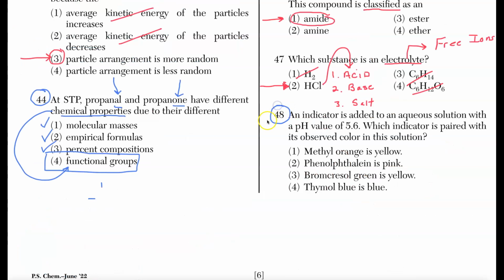Number 48. An indicator is added to an aqueous solution with a pH value of 5.6. Which indicator is paired with the observed color? This is another one right from your reference tables. Table M is going to tell you. So we've got to figure out what the observed color change is based upon the chemical indicators. So off we go to table M.